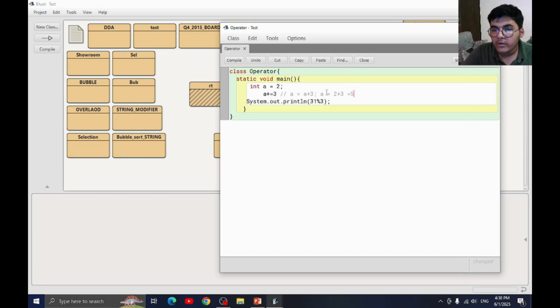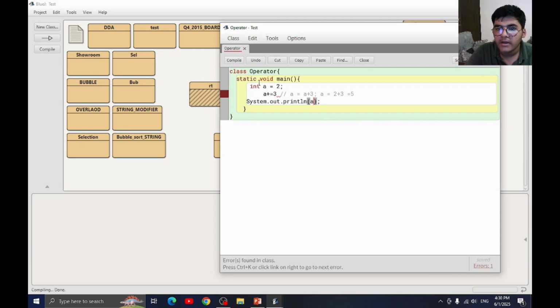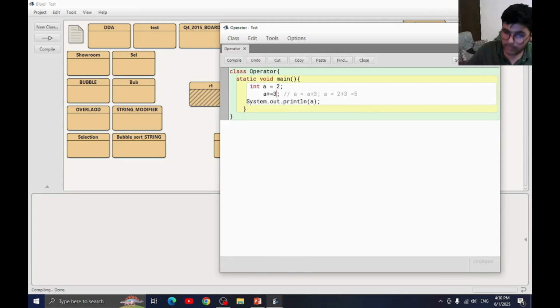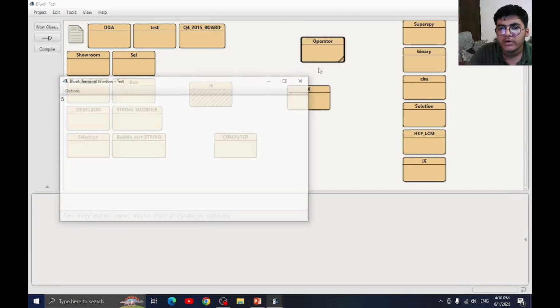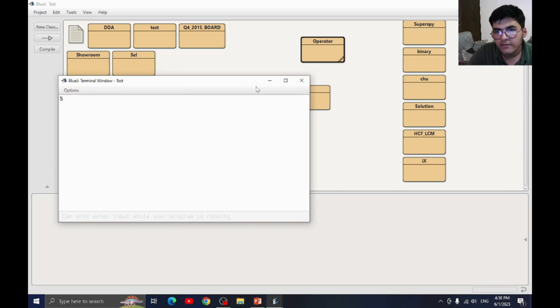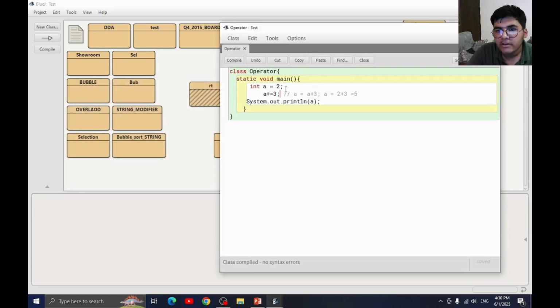And now if we are going to print this a, then let's see what's going to happen. Printing this a, compiling it, okay, this semicolon is missing, the line terminator, and let's see what's going to happen. And you can see we are getting 5 as our answer, because first we are assigning 2, then we are using this complex assignment operator plus equals 3, and we are adding 3 to the already existing value of a, which is 2, and here we are printing this updated value of a.